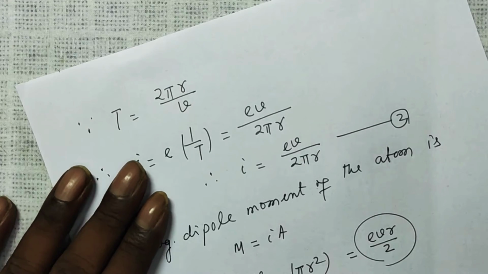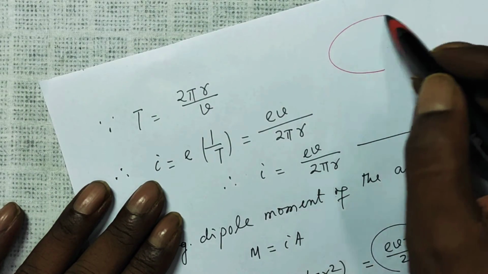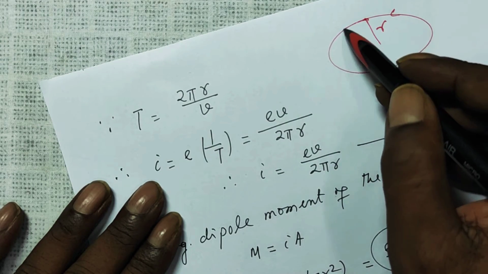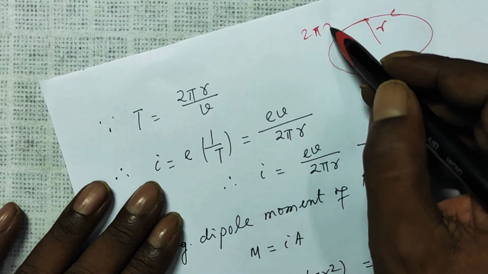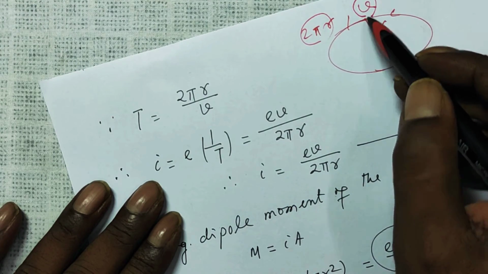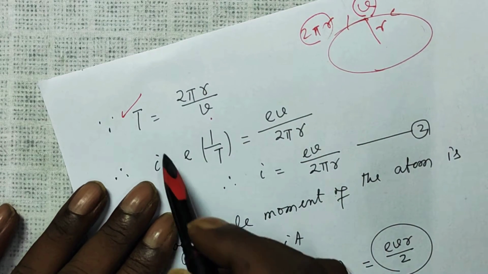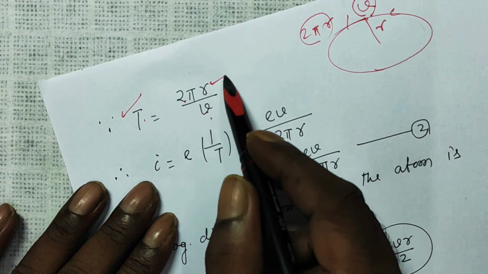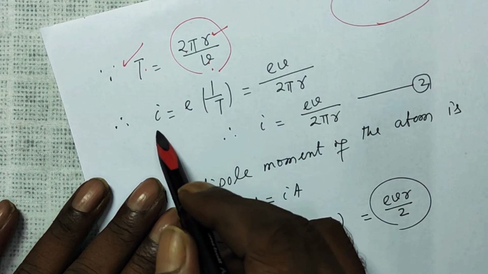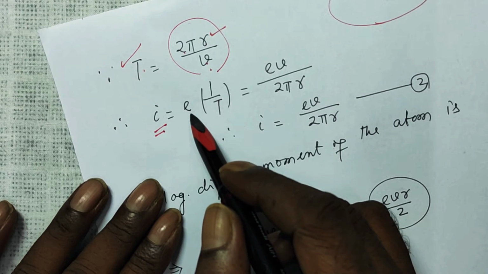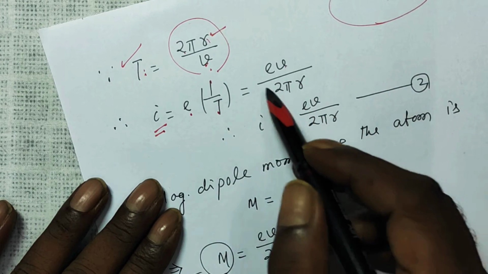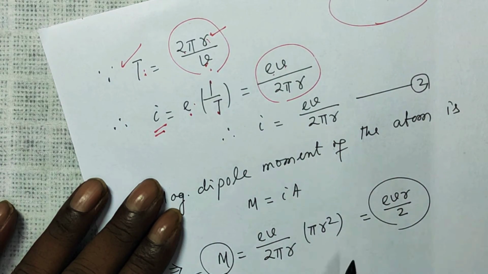Now, since the path is circular, this is the circular path along which it is going. So radius is r, so the distance, the circumference, is 2 pi r, and the speed is v. So distance by speed is your time, so v into t is the same thing as distance. Now substitute this value of t in the expression for current. I is equal to charge of the electron times 1 by t. For t I put this, so v comes to the numerator, so it becomes ev over 2 pi r.